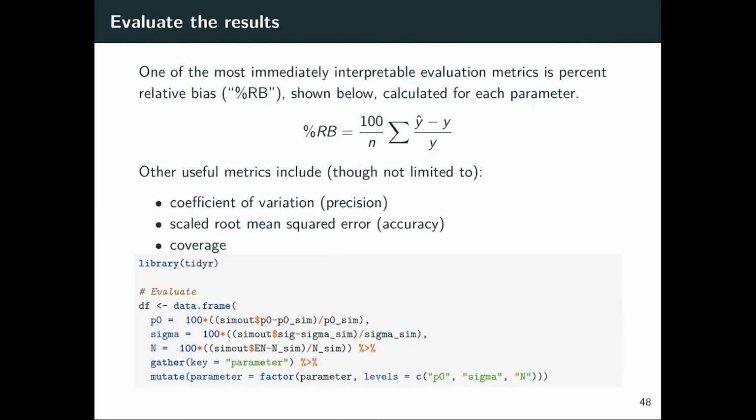So once we have the estimates, we need to compare those to the original values of the parameters. One pretty immediately interpretable way to do this is by using percent relative bias. That's been used in other design papers. The equation shown there, pretty straightforward. Other useful metrics, though, can include coefficient of variation if you want to look at precision, scaled root mean squared error for accuracy, or coverage. But percent relative bias is good because if you do it per each simulation, you can actually get a sense for precision as well. And then on the bottom here, with the tidyverse, I'm just kind of showing how you can calculate percent relative bias. But don't worry too much about that.